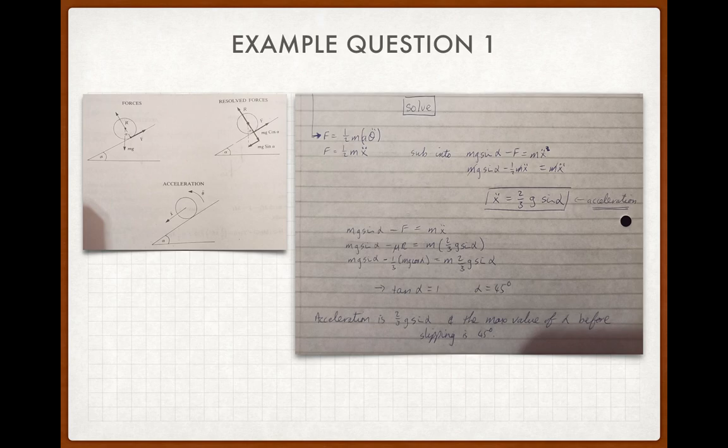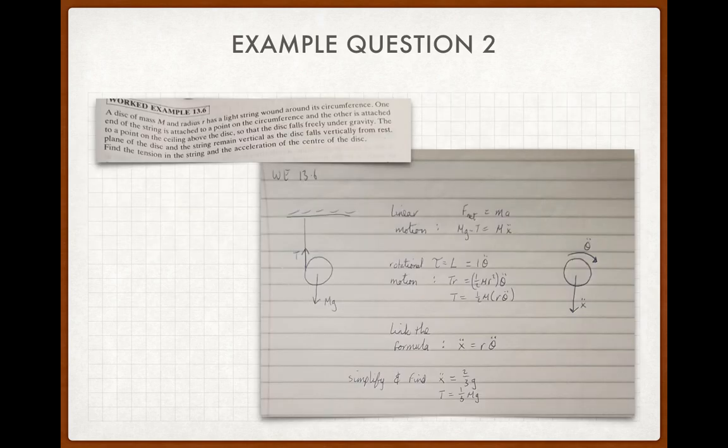Now you rearrange that, you divide everything by cos, and you get tan alpha is equal to 1, so alpha is equal to 45 degrees. That's example 1.